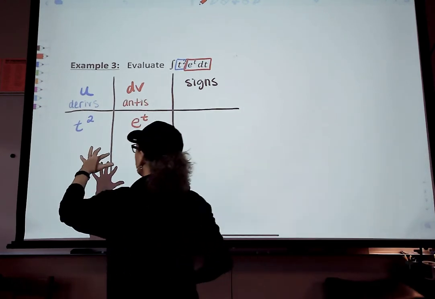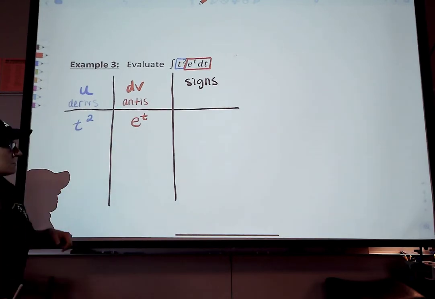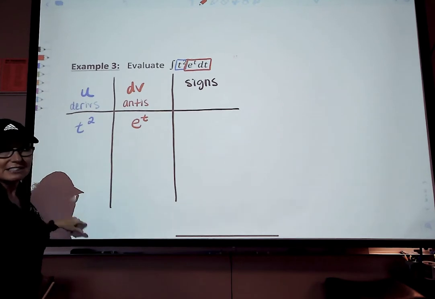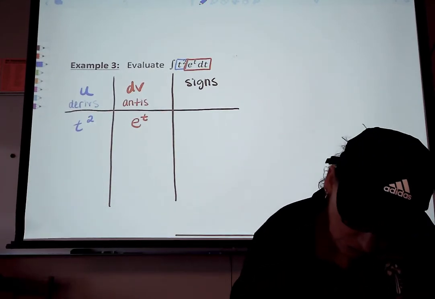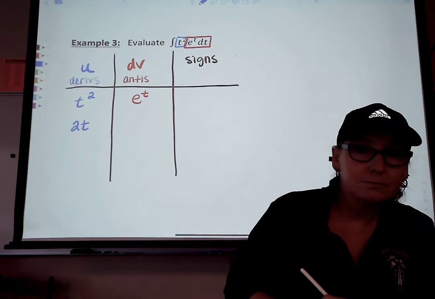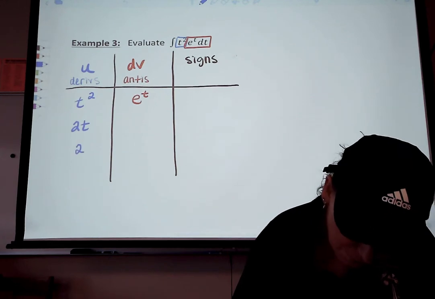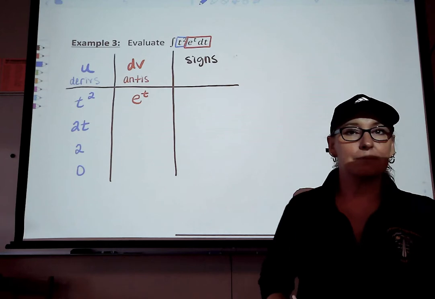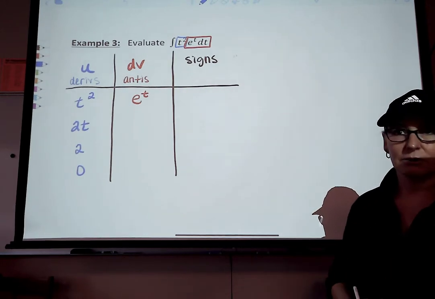And here's what I want you to do. Keep making new rows, doing derivatives on your u's until you get to 0. So the derivative of t squared is 2t. That's my next row. Do another derivative on that, which is 2. Do another derivative on that, which is 0. Keep doing derivatives on your u's until you get to 0.